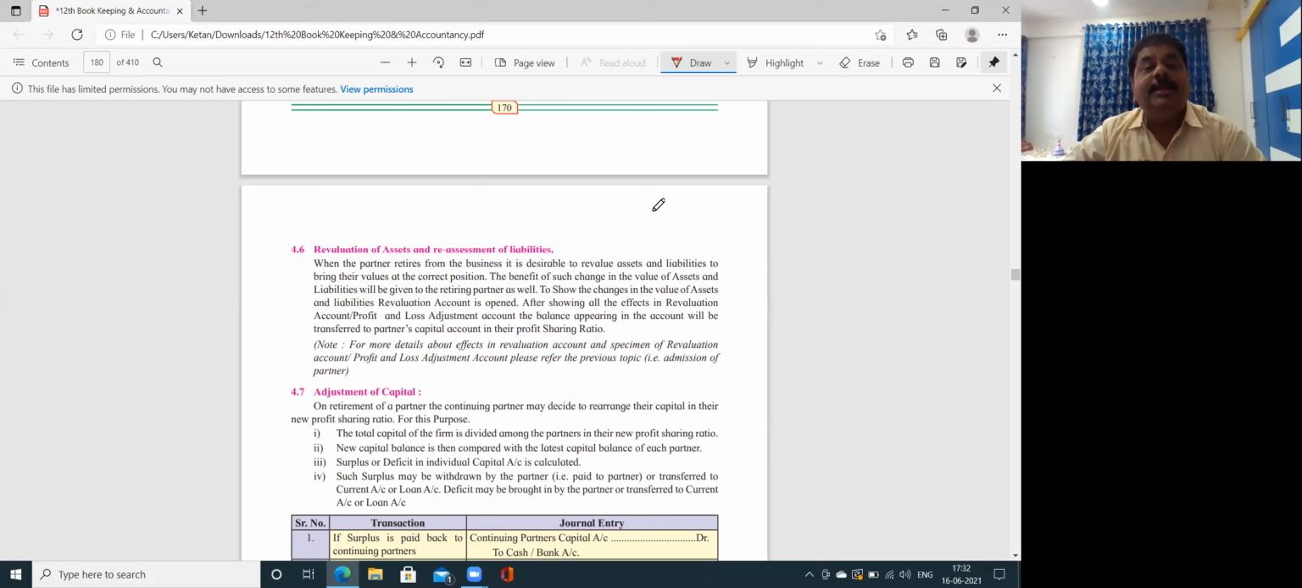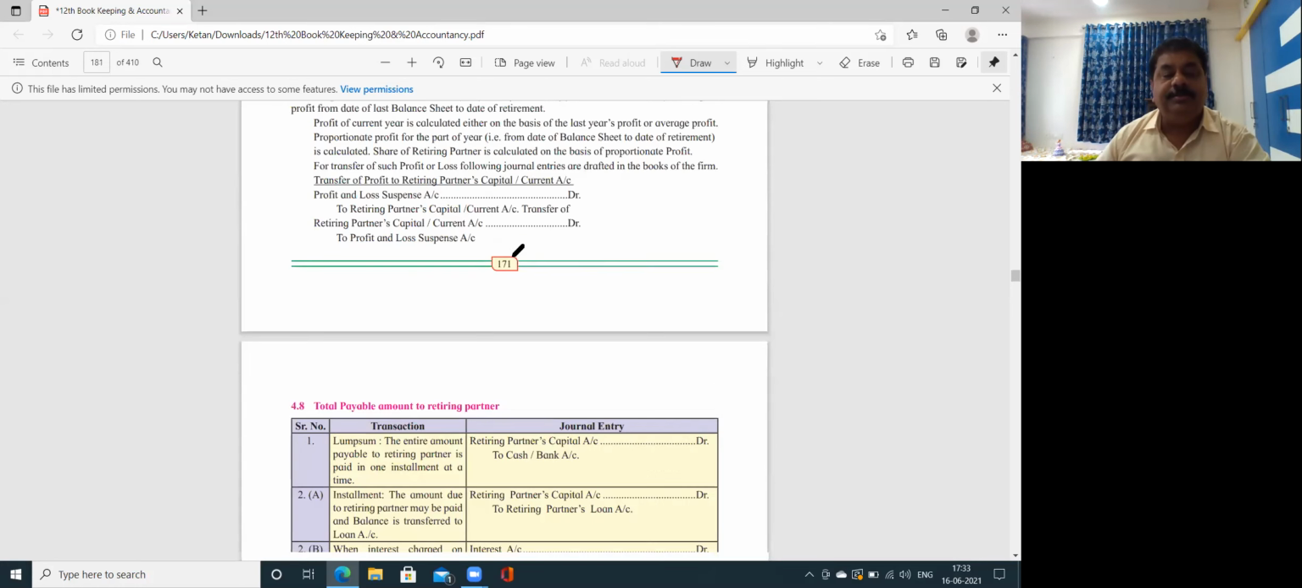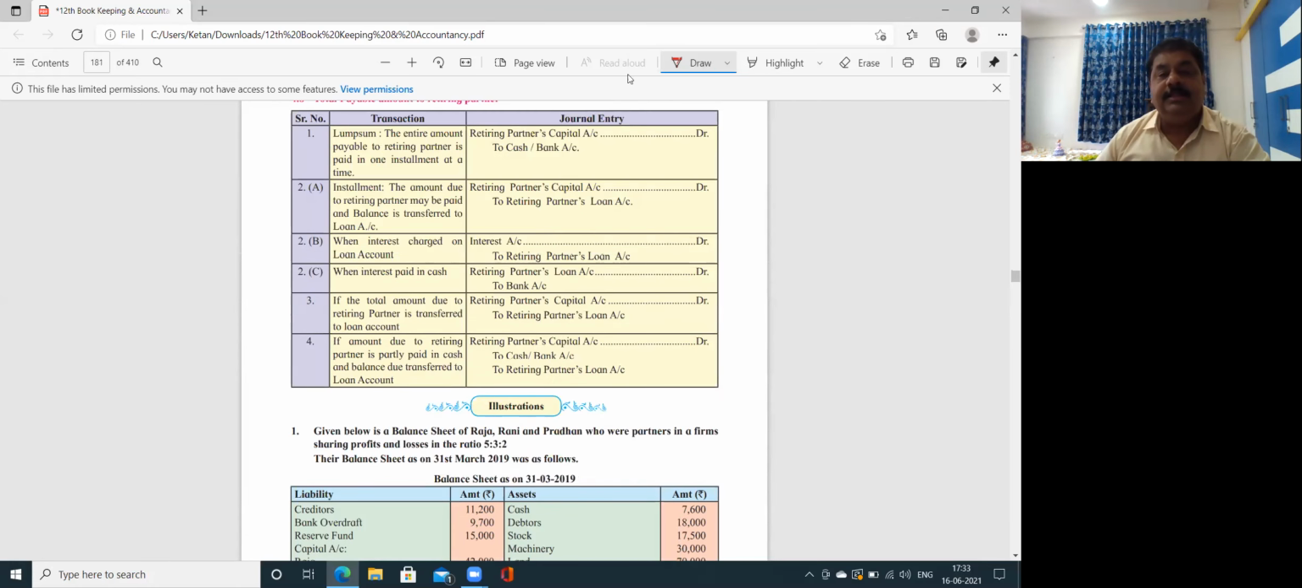And number two, the retiring partners capital balance is finally transferred to partners loan account, or else it is paid in cash. Either we pay in cash, and if not, we transfer to the partners loan. So this is the theoretical aspect of this particular chapter. And from my next lecture, I'm going to start with the solution of exercise problems. We are going to start exercise problems. Okay. I guess you must have understood all this, the differences must have become clear.